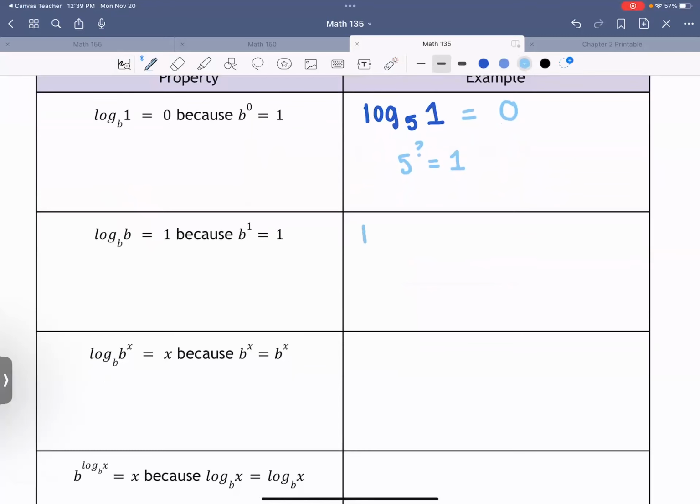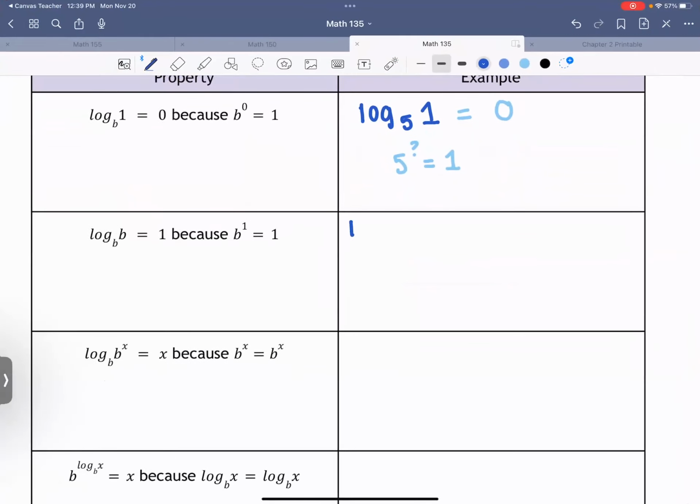I'm going to give you this question. Log base 3 of 3. See if we can figure that one out. How would I write this in exponential form? Yeah, 3 to the question mark or x equals 3. What power of 3 gives me 3? 1, right?